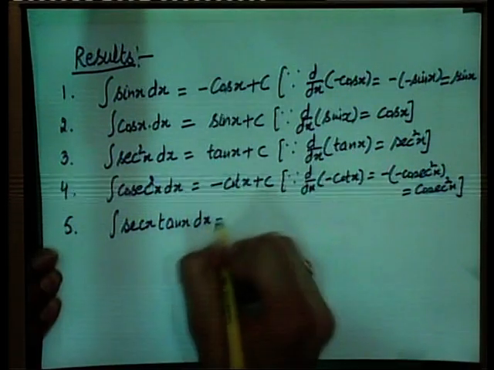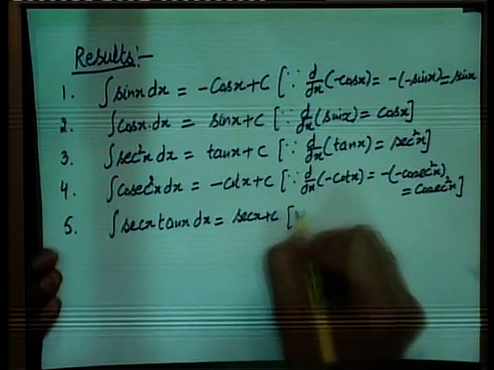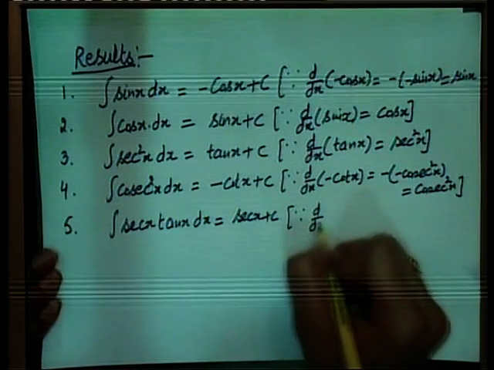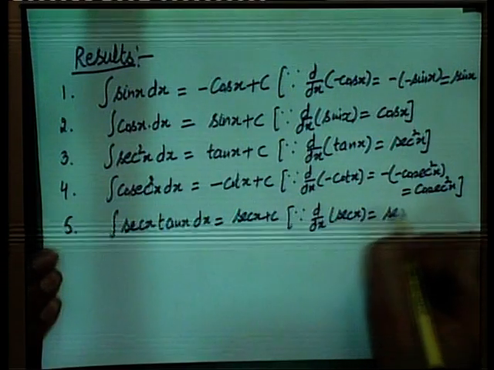Fifth result that we are going to use is integral of secant x tangent x. This is equal to secant x plus c, because derivative of secant x we know is secant x tangent x.